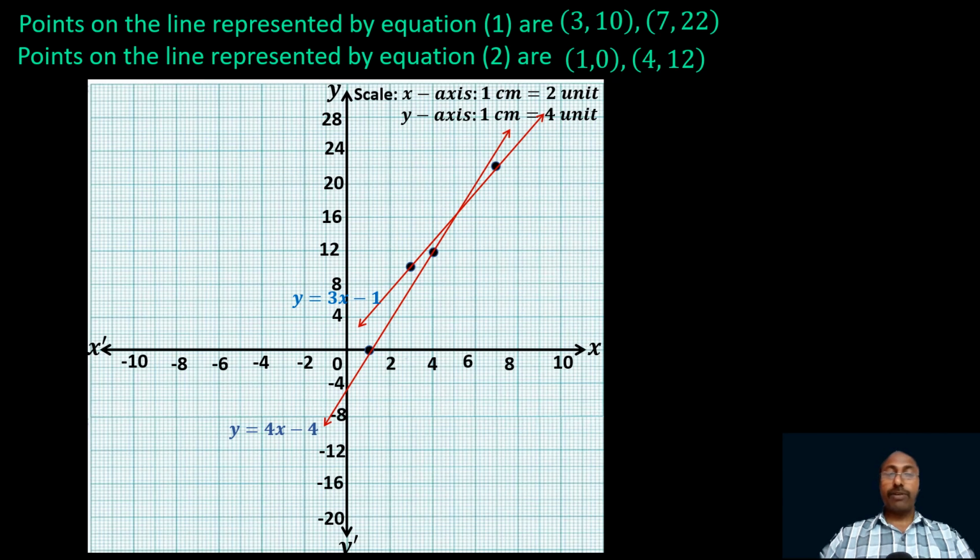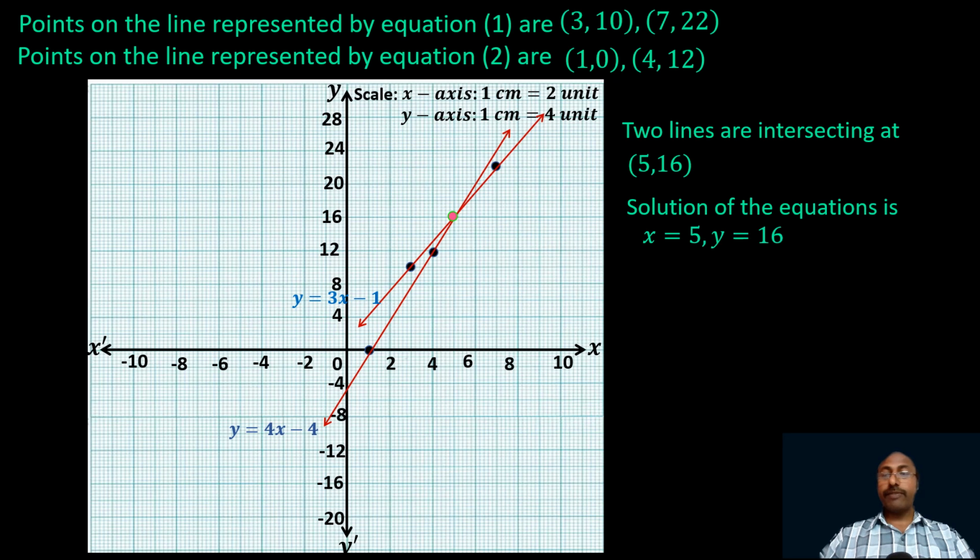And the second line is (1, 0), (4, 12), and this is the line y = 4x - 4, and we can observe that these two lines are intersecting at (5, 16). Isn't it? This is the intersection point. So the solution of the equations is x equal to 5 and y equal to 16.